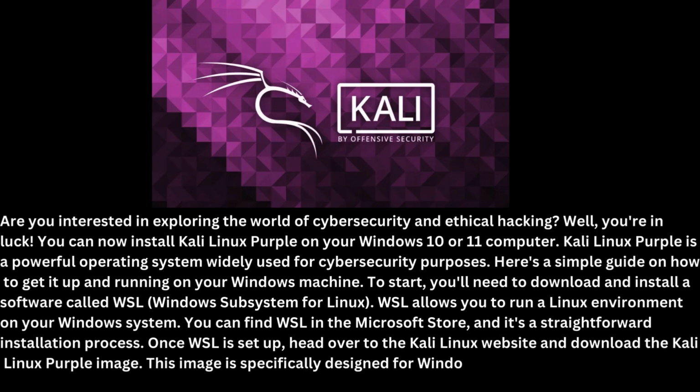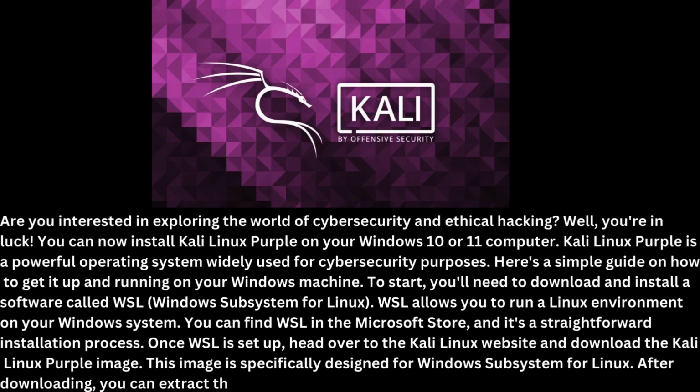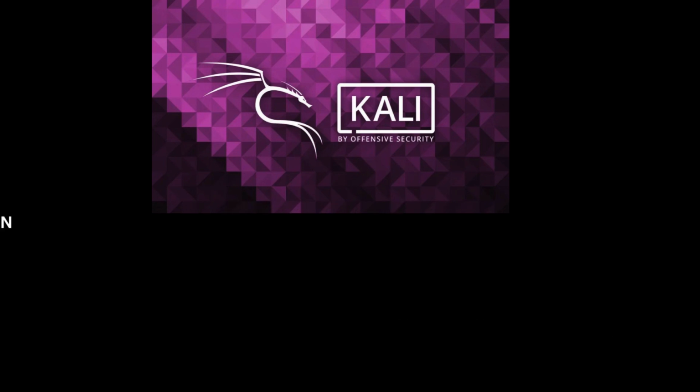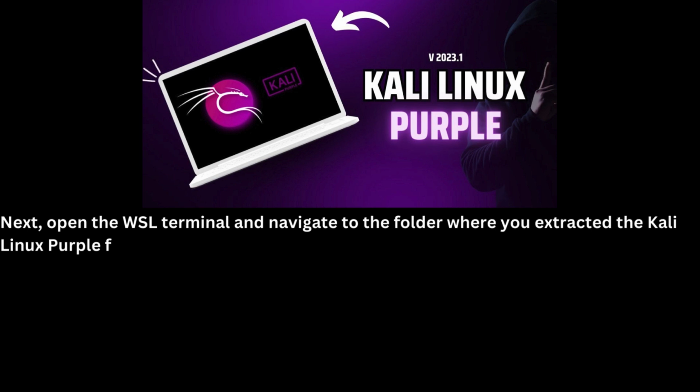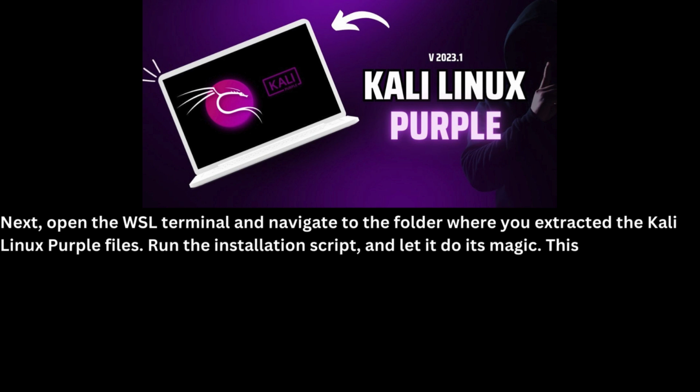This image is specifically designed for Windows Subsystem for Linux. After downloading, you can extract the contents to a location of your choice. Next, open the WSL terminal and navigate to the folder where you extracted the Kali Linux Purple files. Run the installation script and let it do its magic. This process might take a bit of time, so be patient.